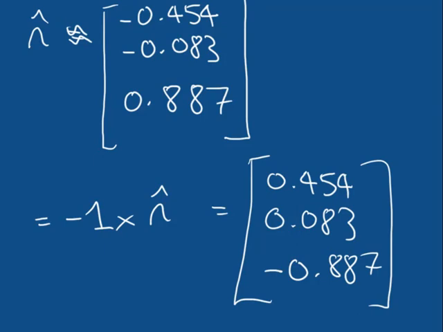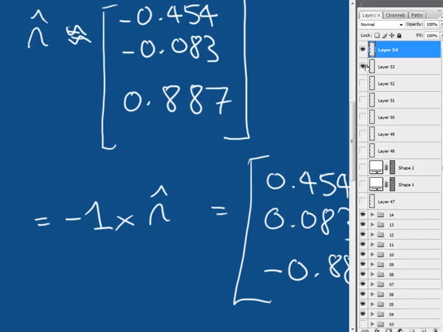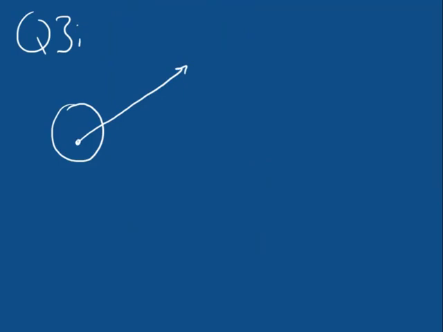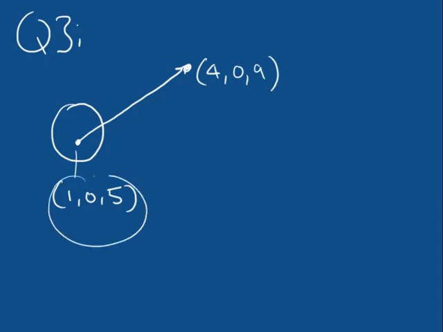Alright, so question 3, this is going to be the final question of this video. I will bring up a new whiteboard for it. Question 3, now this is going to be a little bit of a tricky question, certainly an interesting question. So in this question, I'm going to say that we have a ball, and this ball is rolling in a straight line from the point 1, 0, 5, and it's rolling to the point 4, 0, 9.